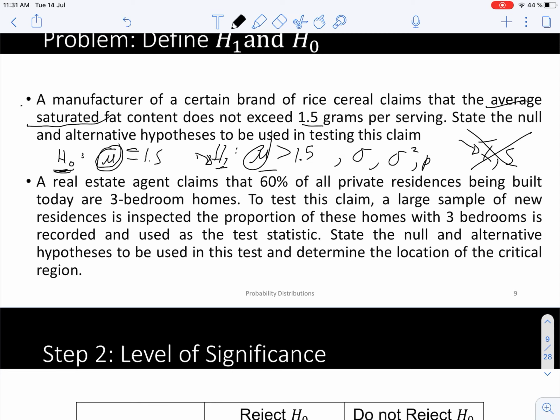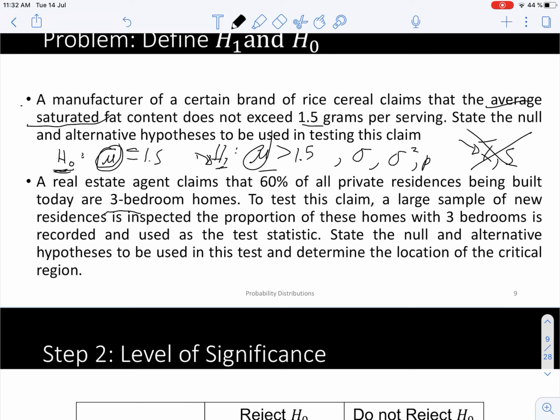Okay, the second example: a real estate agent claims that 60% of all private residences being built today are 3-bedroom homes. To test these claims, a large sample of new residences is inspected. The proportion of these homes with 3 bedrooms is recorded and used as the test statistic. State the null and alternative hypothesis to be used in the test and determine the location of the critical region.